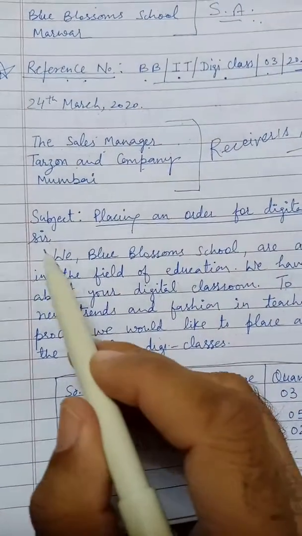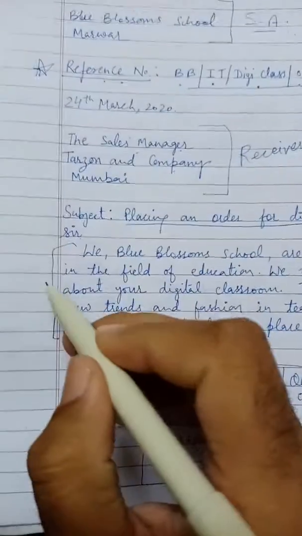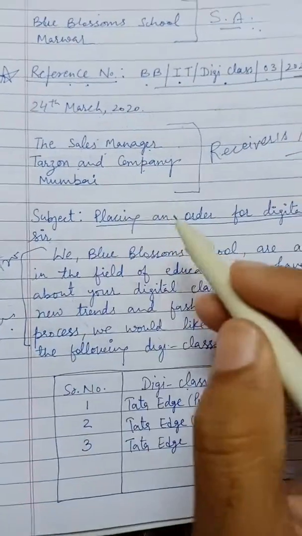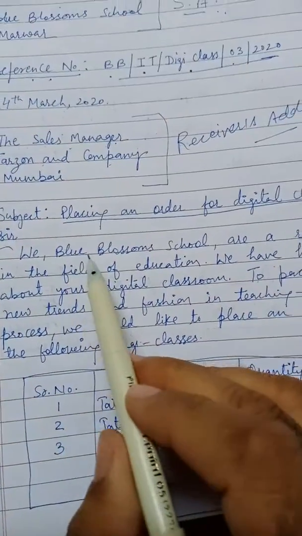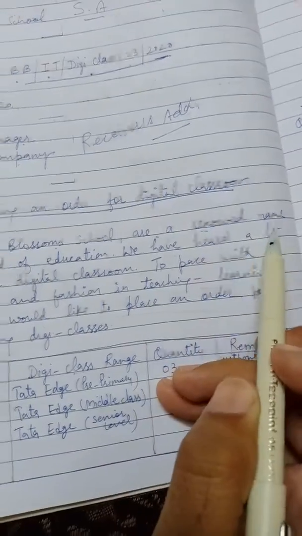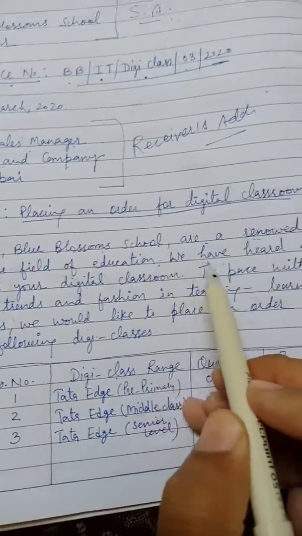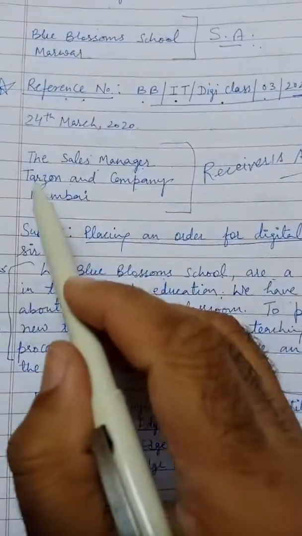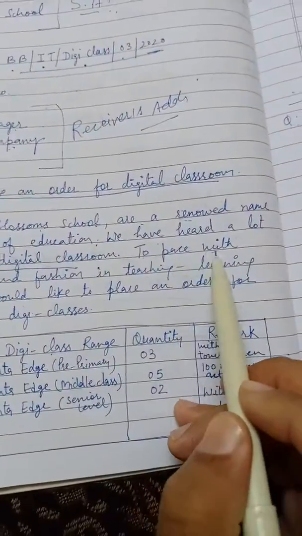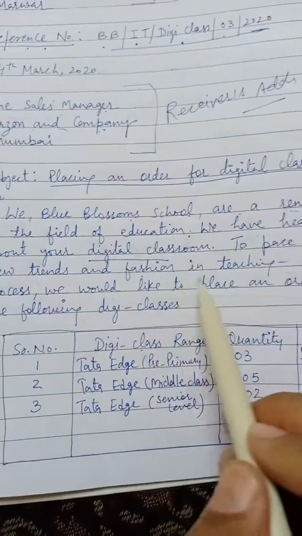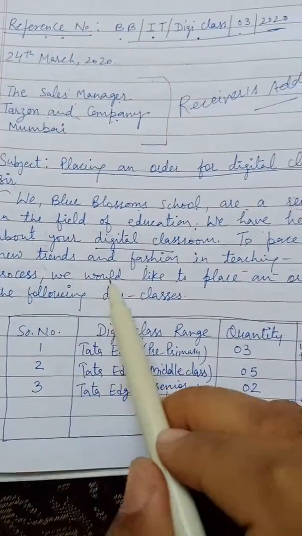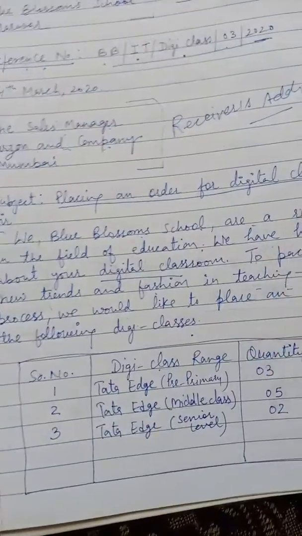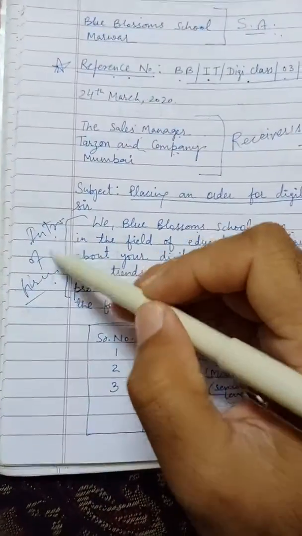So the first paragraph goes for the introduction of the firm, as I told you. First of all, we need to tell the company about ourselves, like we, Blue Blossom School, are a renowned name in the field of education. We have heard a lot about your digital classroom. Whose digital classroom? This is Tarzan and Company. To keep pace with the new trend and fashion in the teaching-learning process, we would like to place an order for the following digi classrooms. This is the first paragraph, in which we put an introduction of the firm.